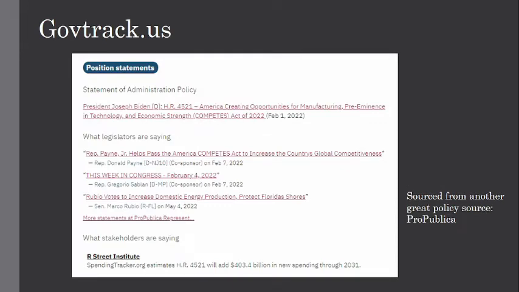The position statement section on govtrack.us is especially useful for your purposes because part of what you want to do is figure out how people are responding to this and what kinds of conversations are unfolding. These position statements are sourced from another great policy source, ProPublica, another nonprofit, nonpartisan source. But sometimes it's hard to find things on their website, and so I love the fact that govtrack.us will take you right there.